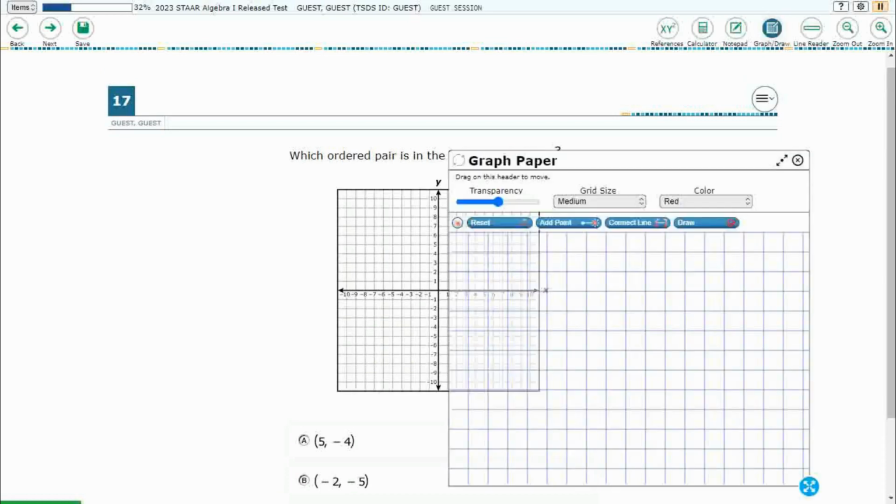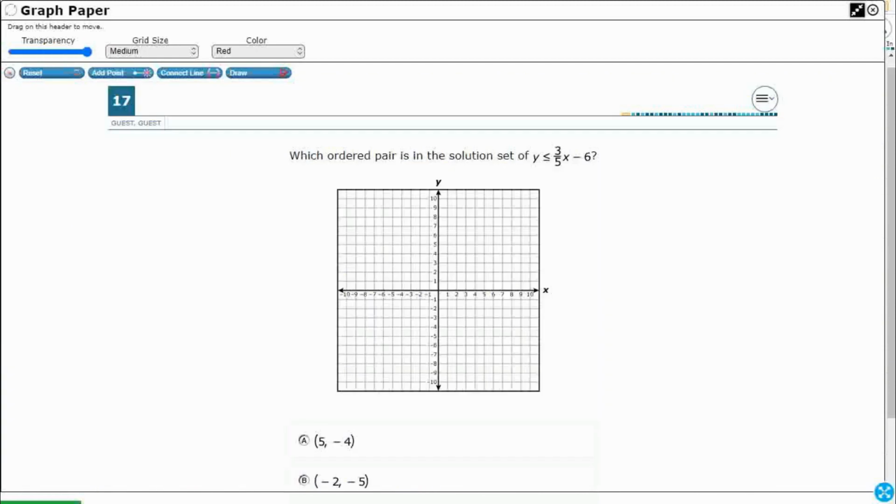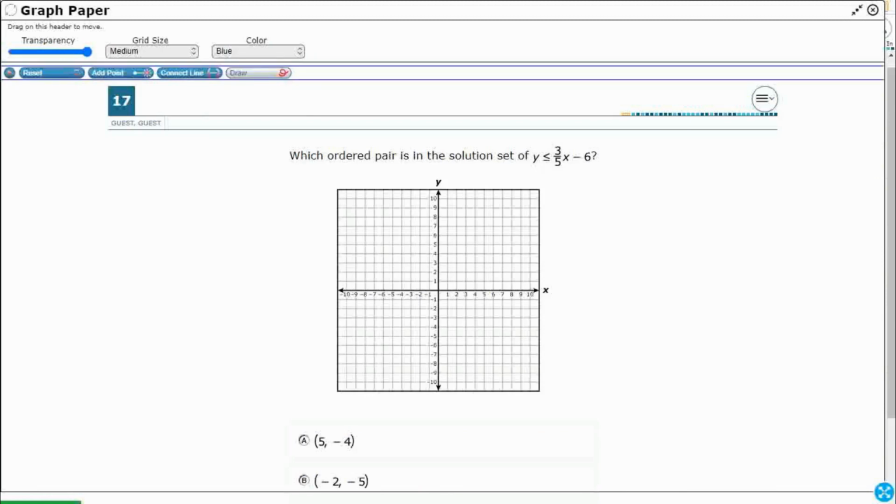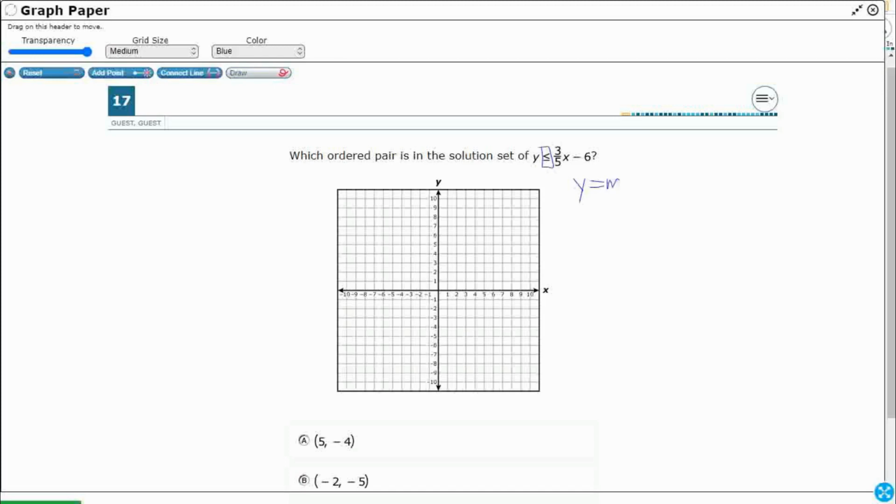Well, let's just take a look at what they've given us. We're just going to pretend we're going to deal with that less than or equal to. We're going to deal with that last. Okay, let's pretend this is in slope-intercept form, y equals mx plus b. So my m is going to equal that 3/5. That's nice. And then my b is going to equal -6. That's my y-intercept. So I've got a point right there.